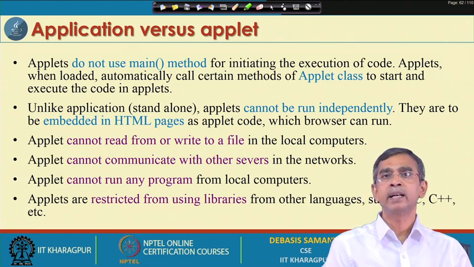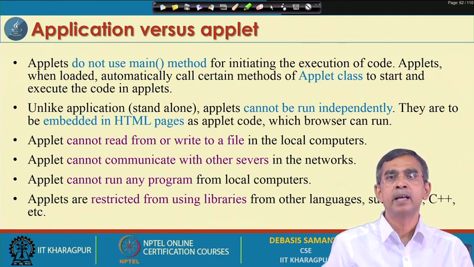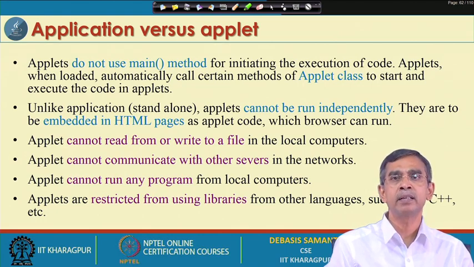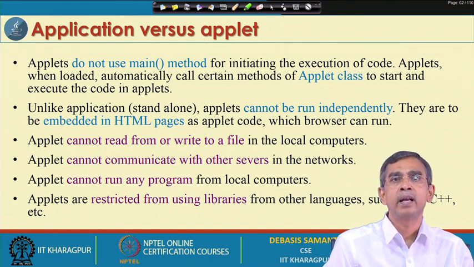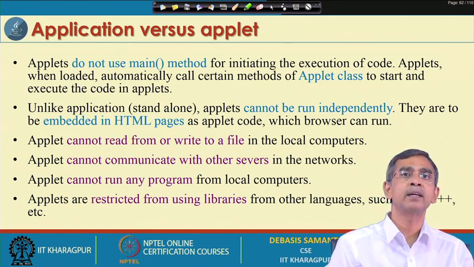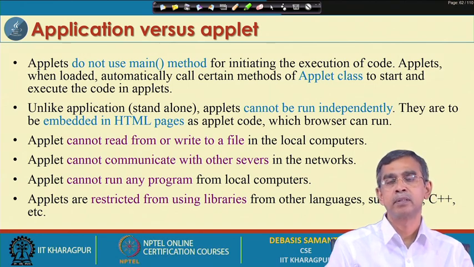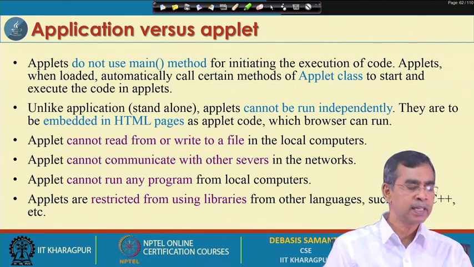A few more salient differences between the two: an applet cannot communicate with another applet, another browser or another machine, whereas an application will be able to communicate. That is required for network programming, internet programming, JDBC, Java database connectivity and elsewhere, but an applet cannot do that. An applet also cannot run any program or any other application from the local computer, whereas an application can do that. And an applet is also not able to interface with programs written in any other programming languages. So, these are the differences.